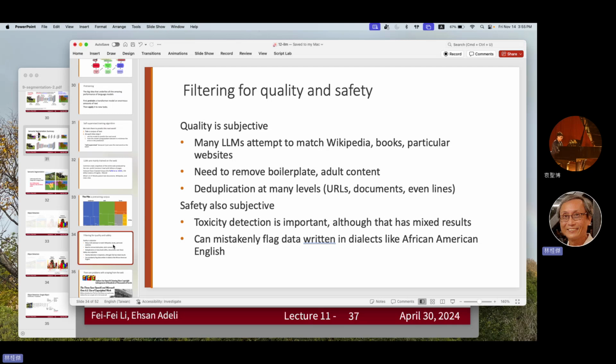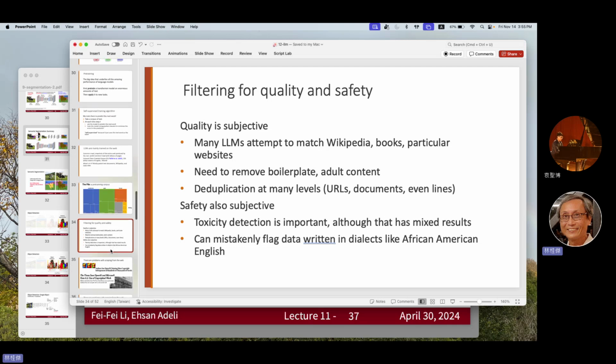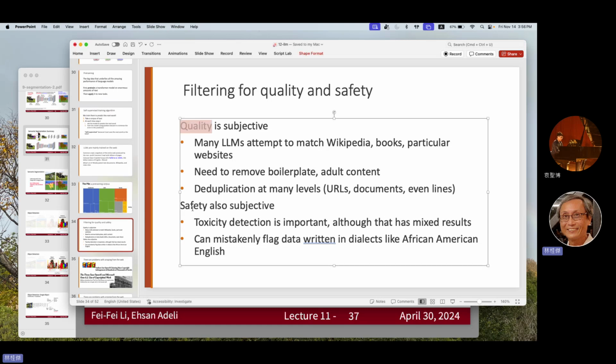There are some issues when we are trying to collect the data set. First is the quality, and second is the safety.